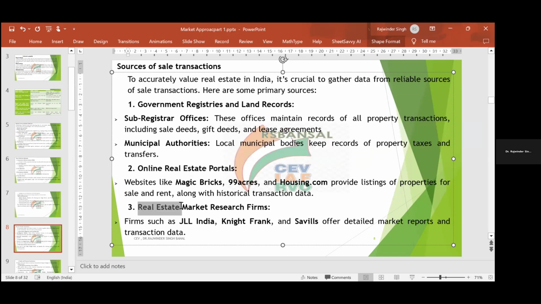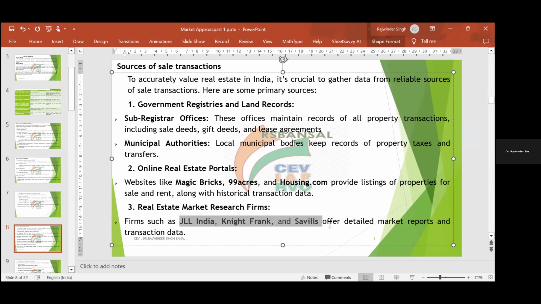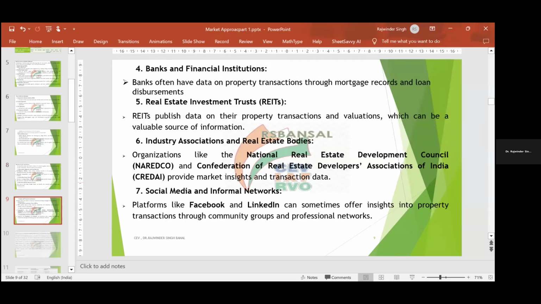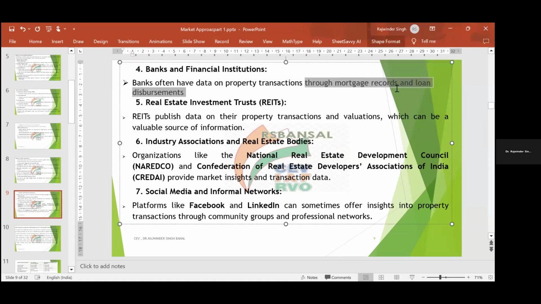Then real estate market research firms are there who are doing research on the market data. Firms like JLL India, Knight Frank, and Savills offer detailed market reports and transaction data. You can use their services also, but they are paid services. Then banking and financial institutions. Banks have data on property transactions through mortgage records and loan disbursements. Then real estate investment trusts. Many of these publish data on their property transactions and valuation, which can be a valuable source of information.